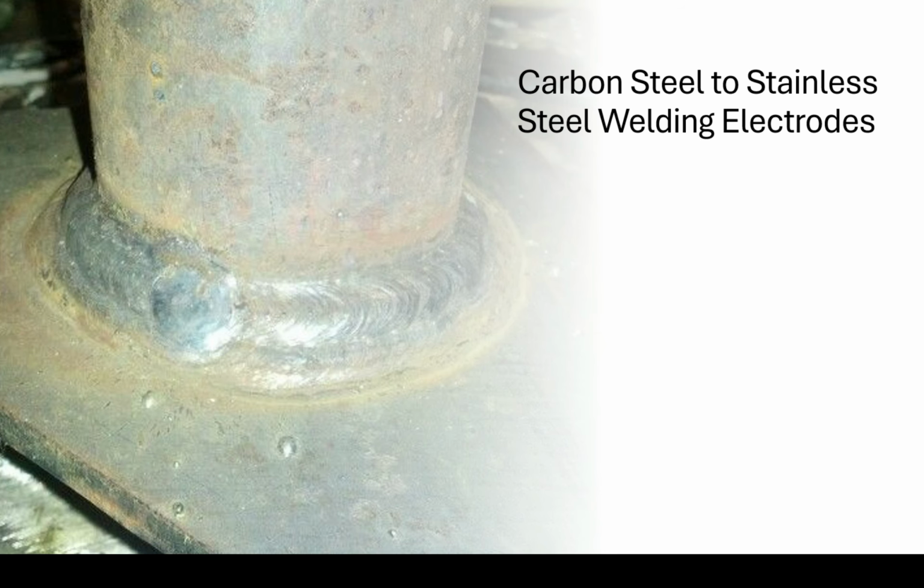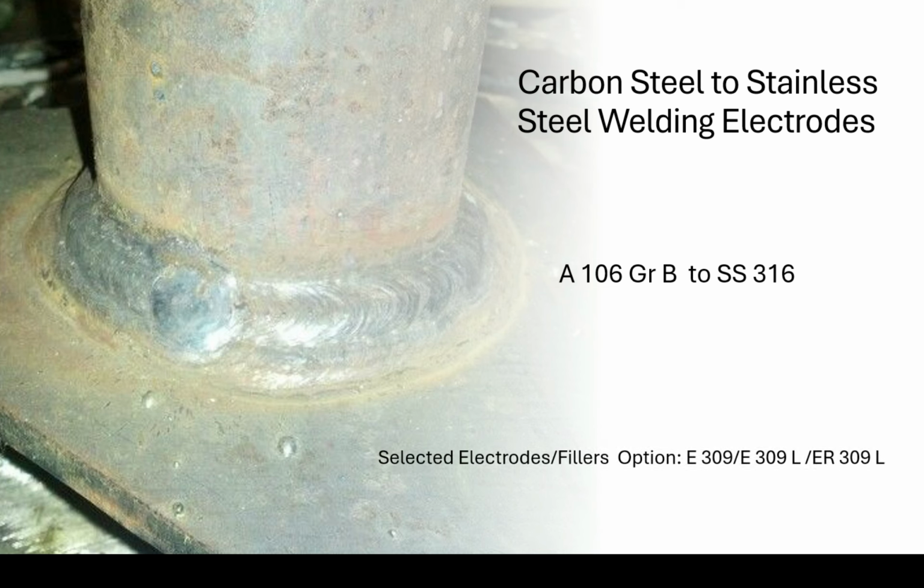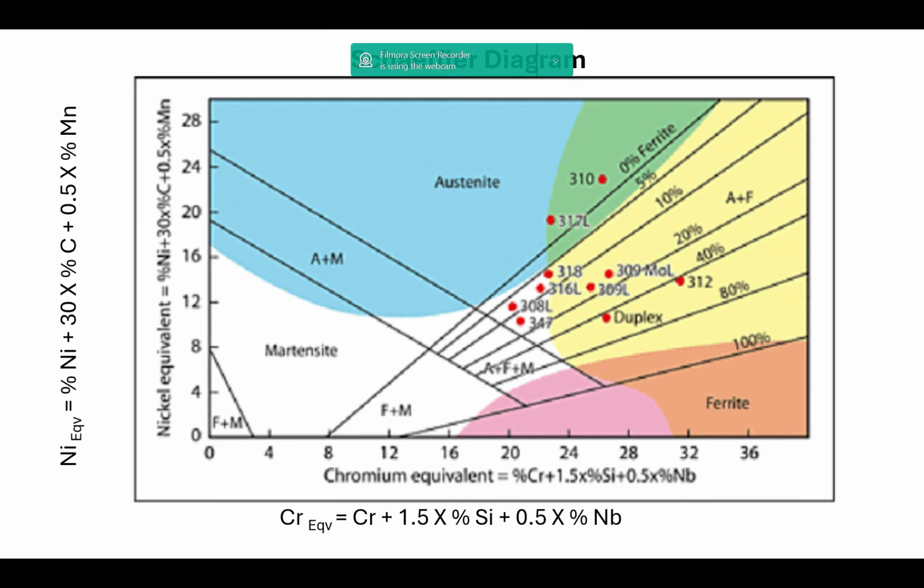Now, let's talk about electrodes at this point of time. So, how are these done? For this, our case is A106 grade B to SS316. The selected option I'm going to tell you later, but it is E309 or 309L or ER309L. ER is actually filler rod. We use a diagram called the Schaeffler diagram. Very interesting.